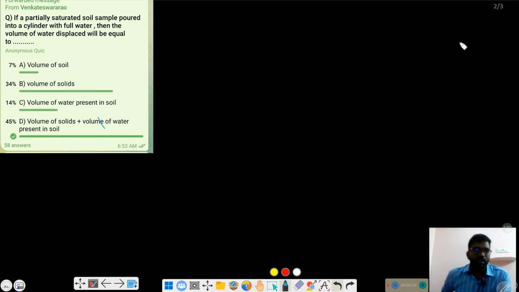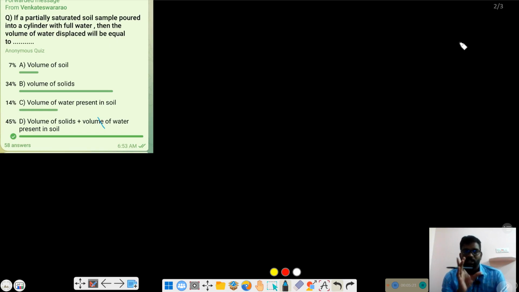नेक्स्ट क्वेश्चन में क्या पूछा? If a partially saturated soil sample is poured into a cylinder with full water, then the volume of water displaced will be equals to. So this is related to the water displacement method. Water displacement method use करेंगे soil mechanics में. So from that concept यही क्वेश्चन पूछा है, इस तरफ का क्वेश्चन पूछा है.